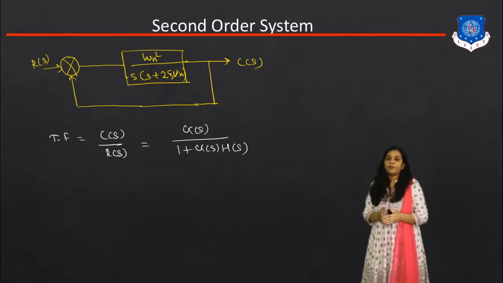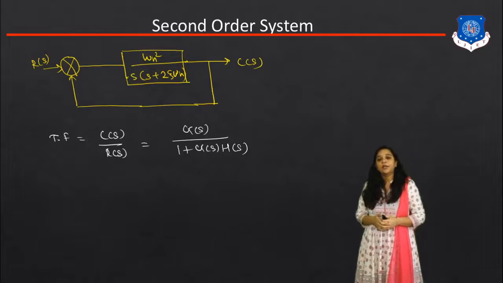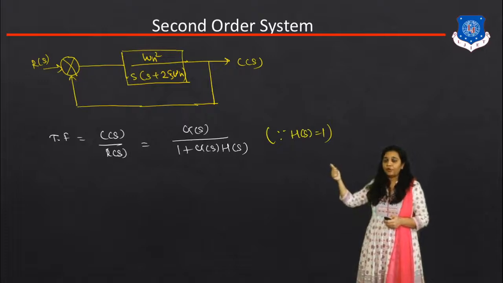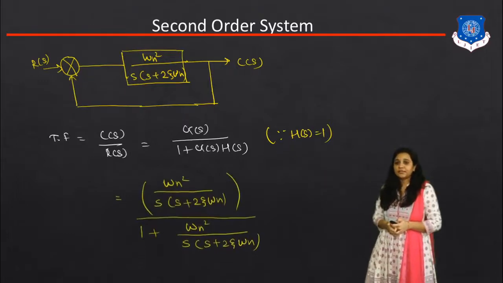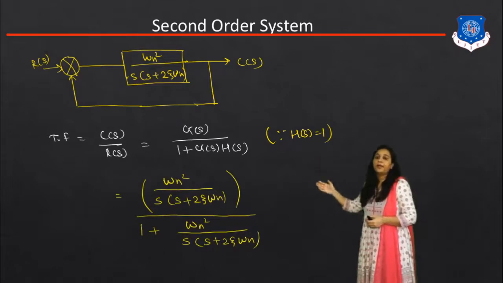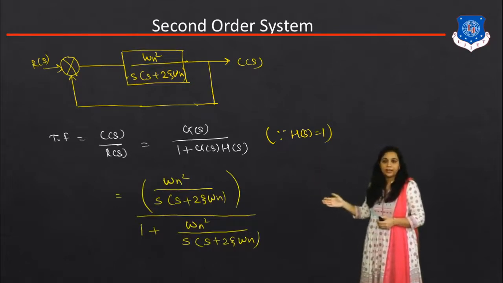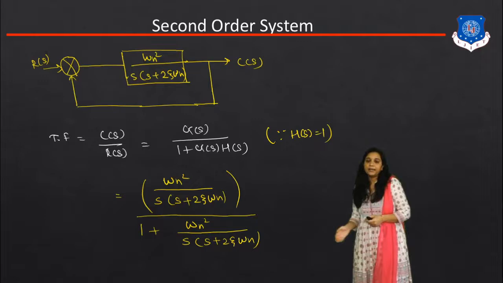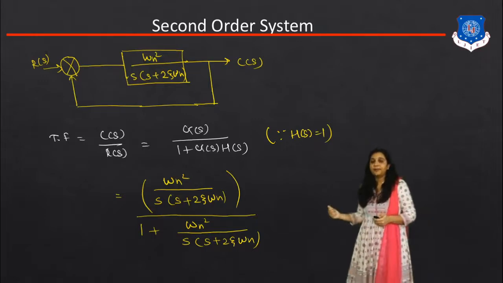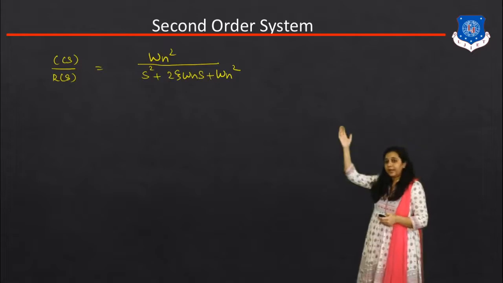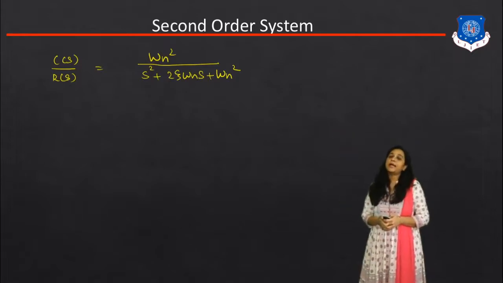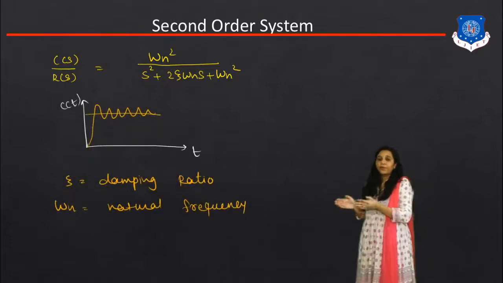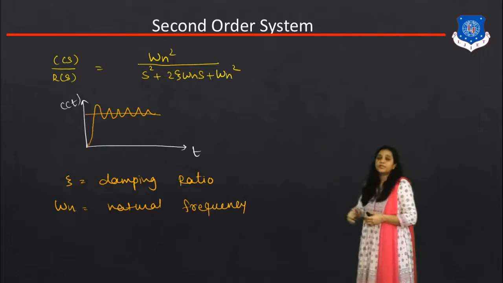Here the value of the forward path is omega n square upon s(s + 2 zeta omega n), and H(s) is equal to 1. Put the values of G(s) and H(s) in this equation, and we get omega n square upon s(s + 2 zeta omega n) upon 1 plus omega n square upon s(s + 2 zeta omega n). Now simplify this equation, and we get omega n square upon s square plus 2 zeta omega n s plus omega n square.